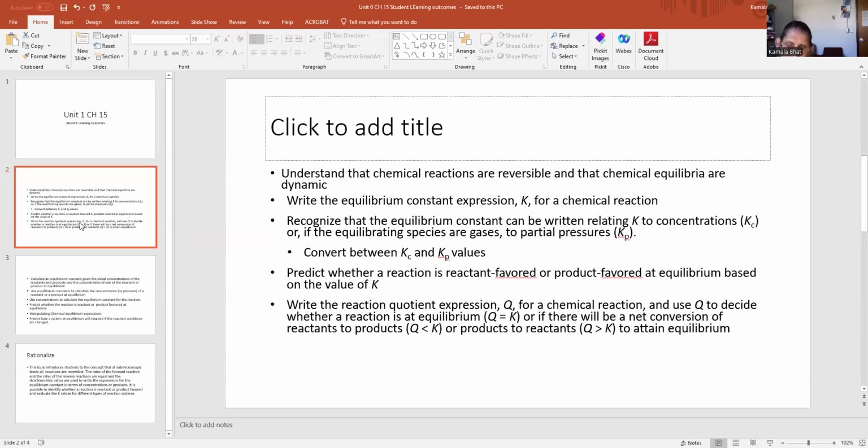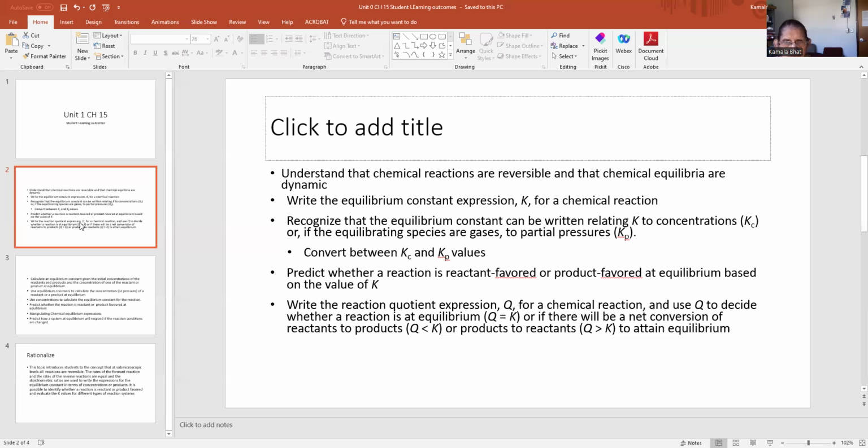Because in chapter 14, the mechanism gives us kinetic data for a given reaction and the possible mechanism that can be applied to that particular reaction. So in chapter 15, we try to understand and remember that chemical reactions at submicroscopic levels are reversible. They are dynamic.